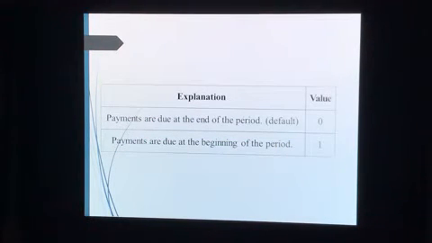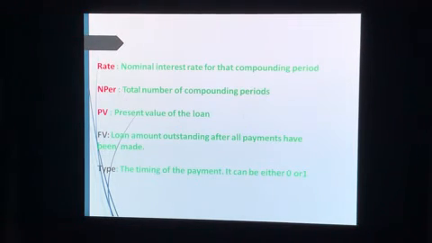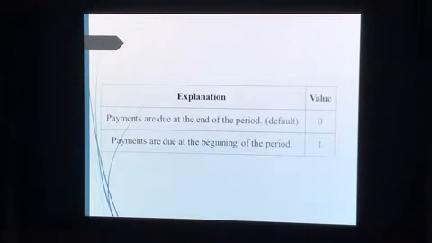If the payments are due at the end of each period, then by default, if no other information is given in the question, we will consider that the payments are made at the end of every time period. Then the value of type will be 0. And if the payments are due at the beginning of every period, then the value of type will be 1. So 0 refers to ordinary annuity type and 1 refers to annuity due type. Remember that.